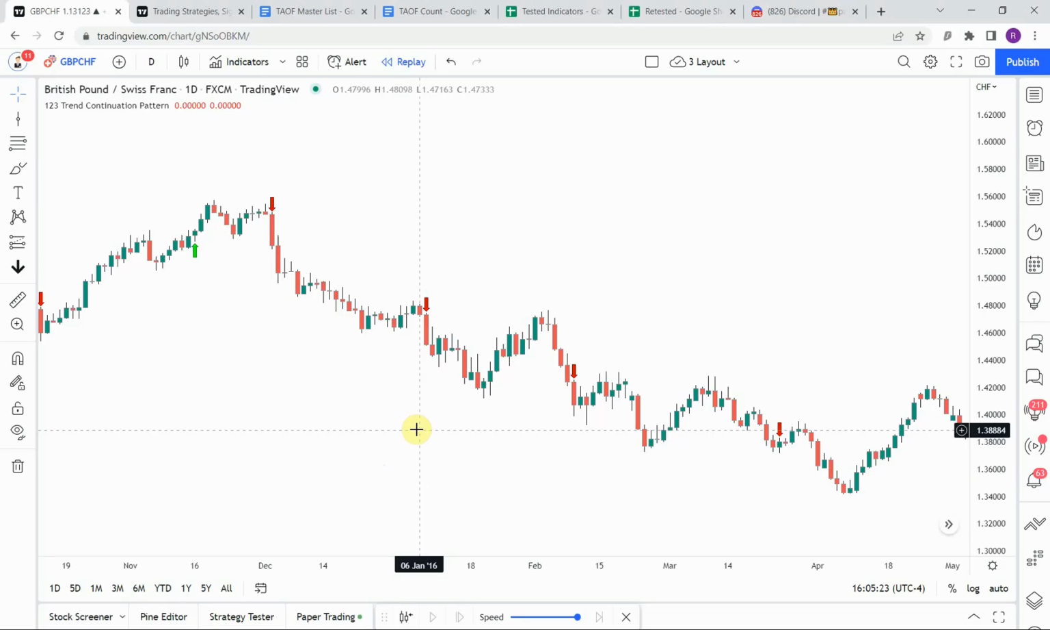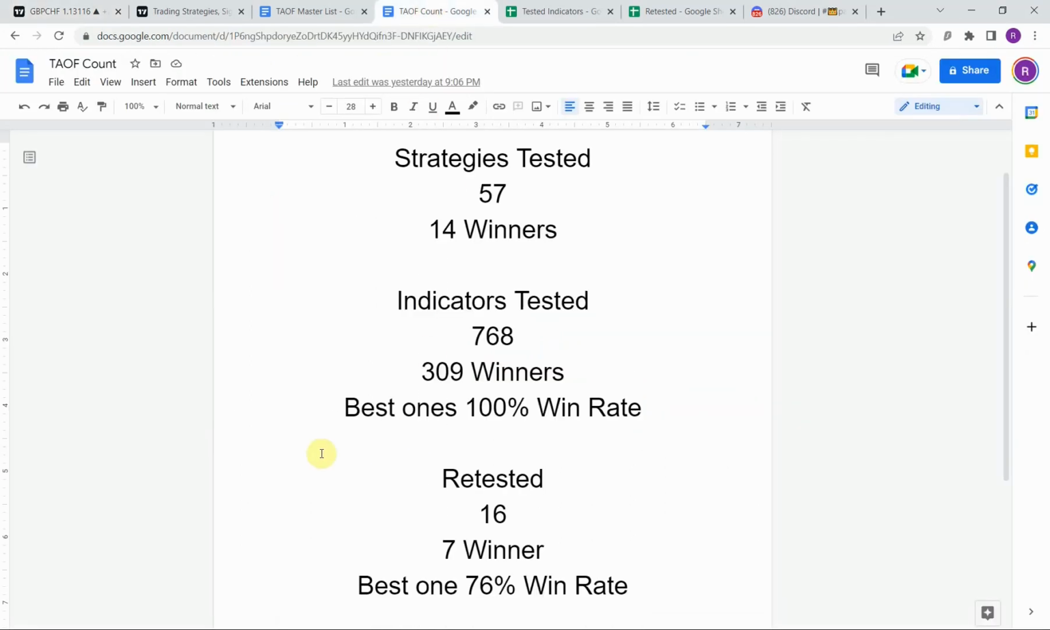All right, as I said, today we will be looking at an advanced testing of the 123 trend continuation pattern indicator. Before we do though, I wanted to put the testing scoreboard up for everyone to see. So to date, we have tested a total of 57 different strategies, with 14 of them being profitable. We've also tested a total of 768 indicators, with 309 of them being winners. The best ones so far were able to achieve a 100% win rate.